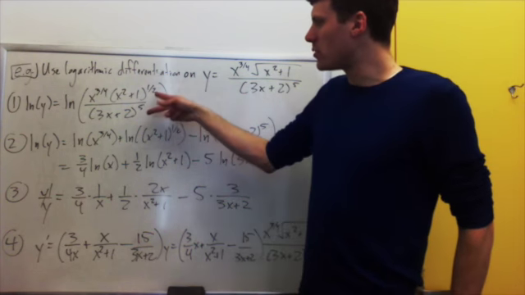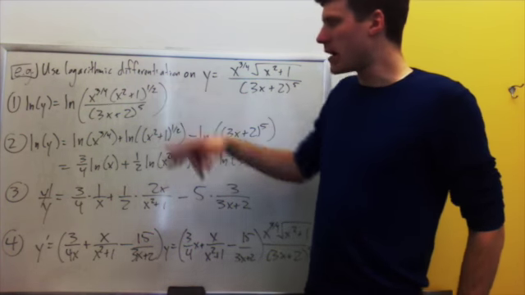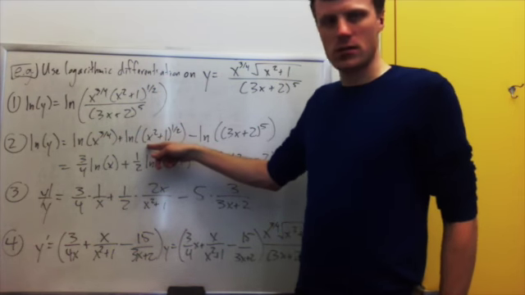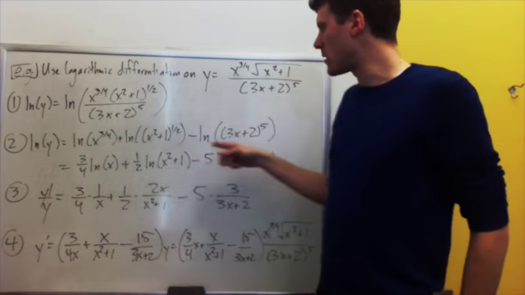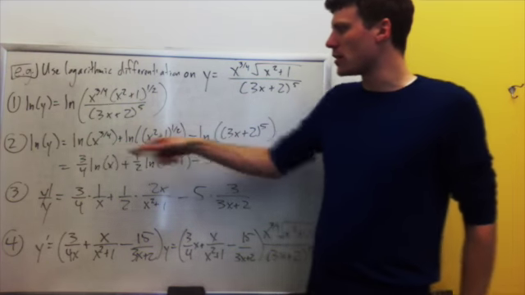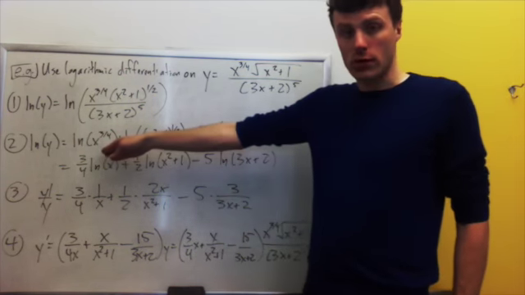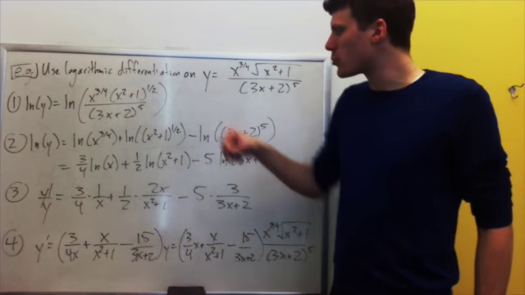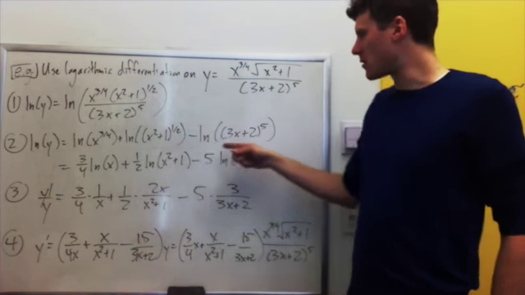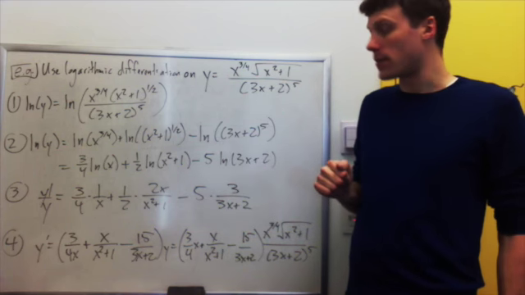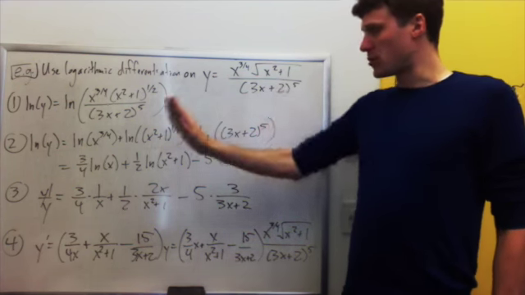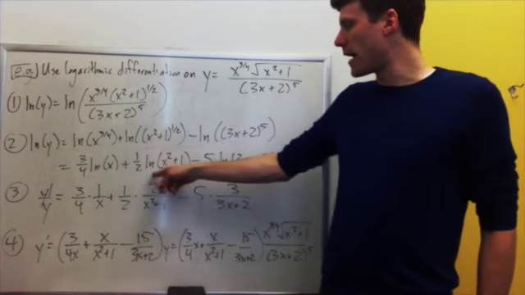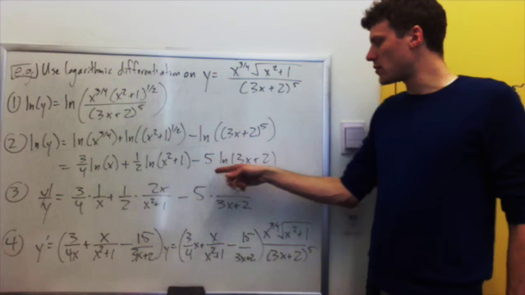Then I am going to expand the right-hand side. So anything in the numerator becomes a positive term, anything in the denominator becomes negative. So I got log of x to the 3/4 plus log of x squared plus 1 to the 1/2, because they're in the numerator, minus, for the denominator, log of 3x plus 2 to the 5th. Then I pull out the powers. And I get 3/4 log of x plus 1/2 log of x squared plus 1 minus 5 times log of 3x plus 2.